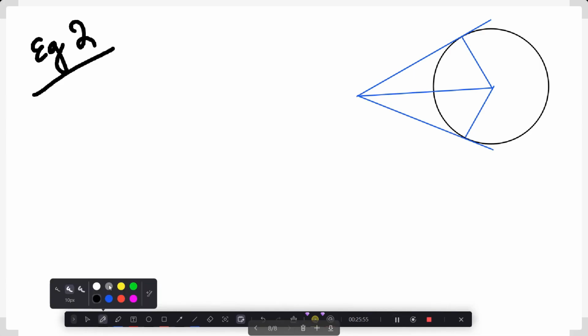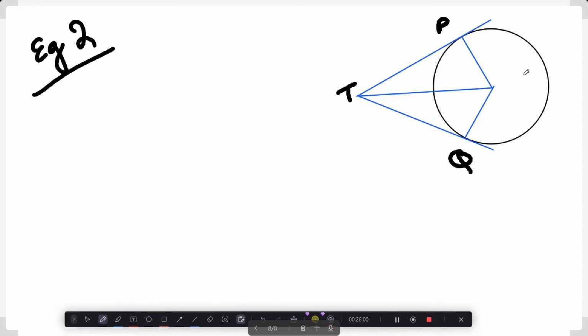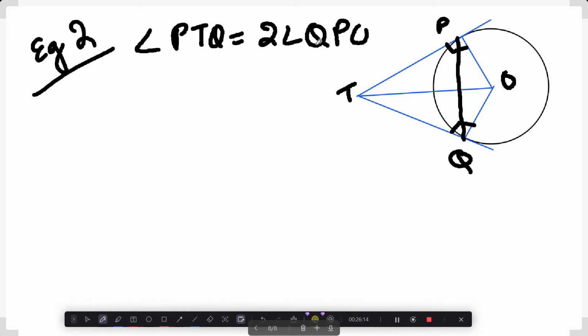So in this example, there are 2 tangents, TP and TQ. Obviously, this is 90, this is 90. If you join this, this becomes a chord, PQ. So the question is that you have to prove that angle PTQ is equal to twice angle OPQ. That's what we have to prove. This angle and this angle, इनके बीच का relation करना है proof. ठीक है?